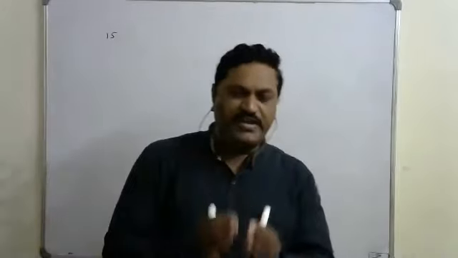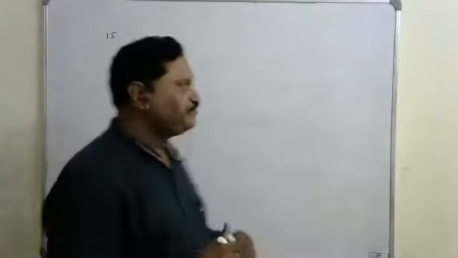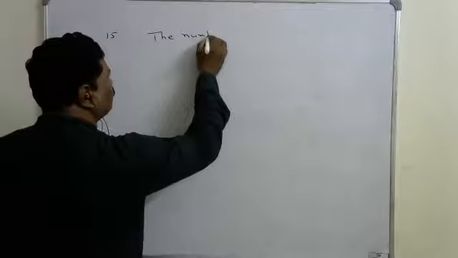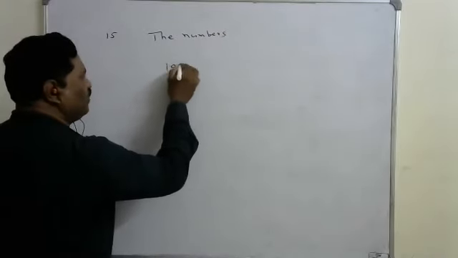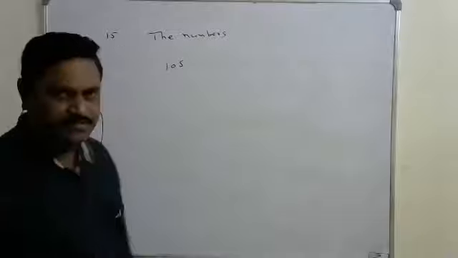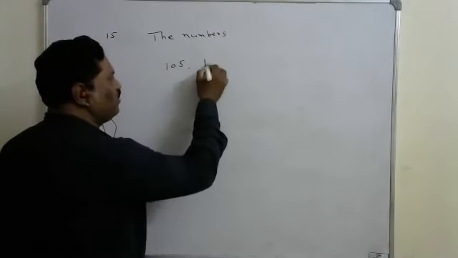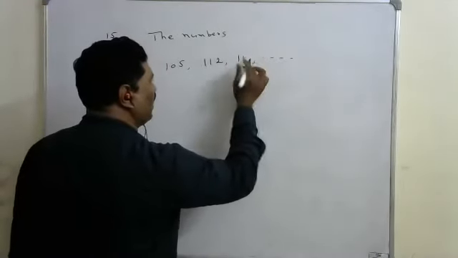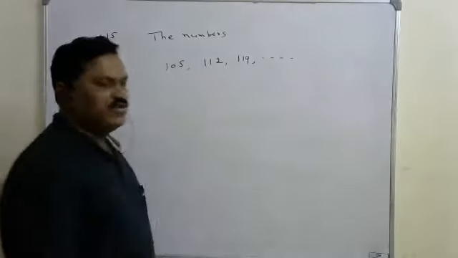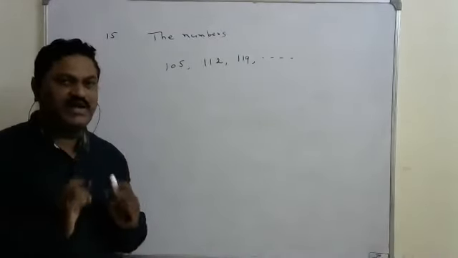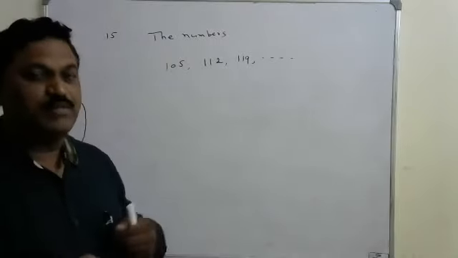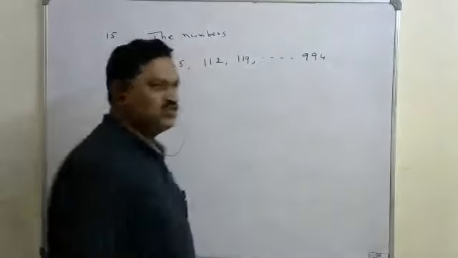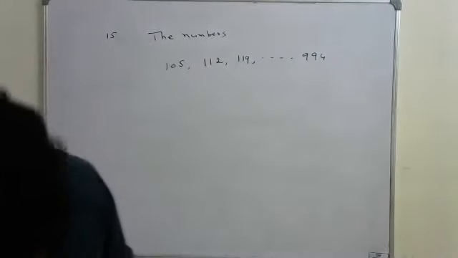Tell me, what is the first 3-digit number which is divisible by 7? 105. Okay, 105. What is the next number which is divisible by 7? 112. The next number is 119. Now tell me, what is the last number which is divisible by 7? 994. These are those numbers.